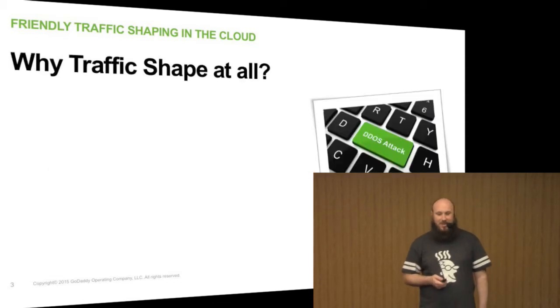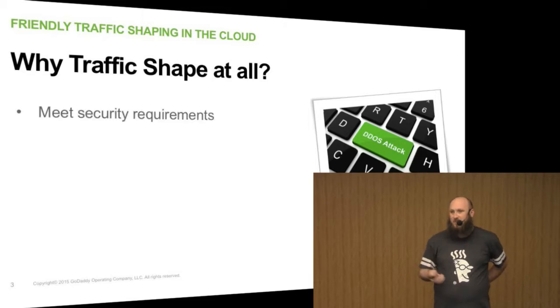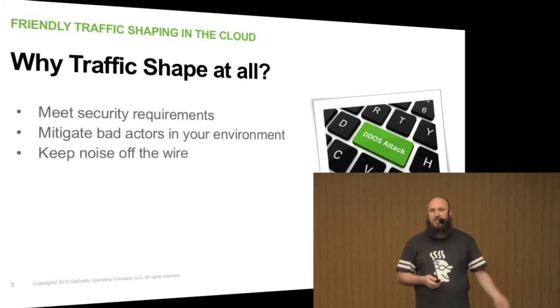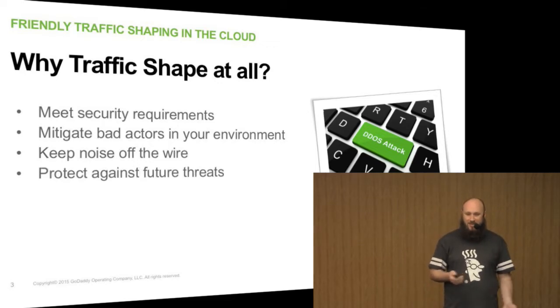You might be wondering why you want to shape your traffic at all. Maybe you have some security requirements that are given down from on high that you need to do. They say you need to do this no matter what. You want to mitigate people from doing bad things on your network, on your hypervisors, to mitigate impact all around. Just keep unwanted noise off the wire. And you can also protect against future threats based on how you throttle.